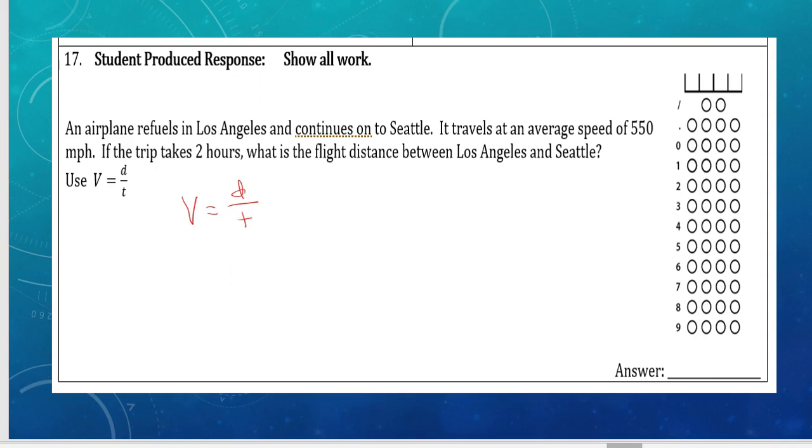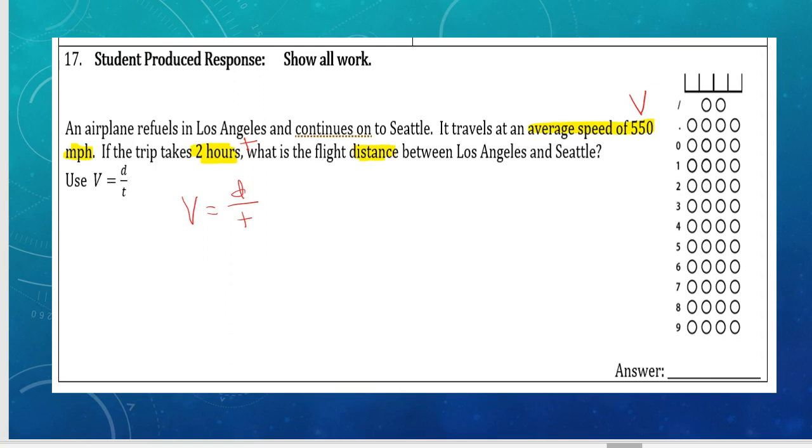An airplane refuels in Los Angeles and continues on to Seattle. It travels an average speed of 550 miles per hour. So speed, we have learned, is also known as velocity, and we'll talk about that in your physics classes sophomore year. We also know that the trip takes 2 hours. So we also know what we can replace t with. And the question is, what is the flight distance? We're looking for d. Let's replace what we know to find what we don't know.